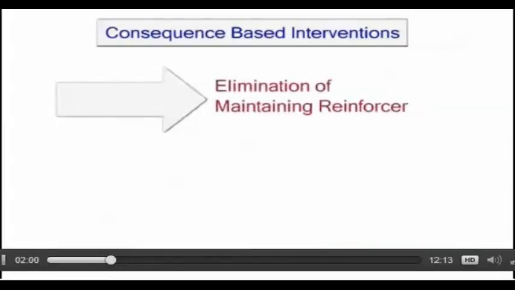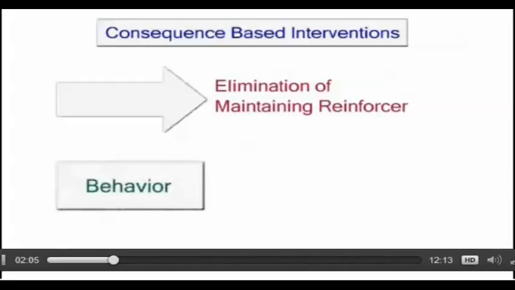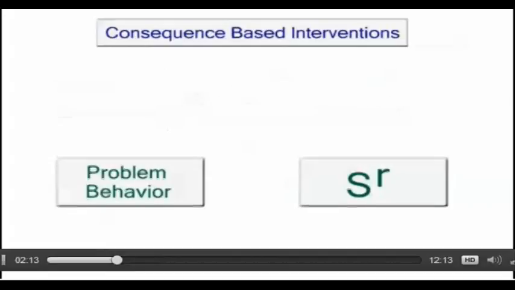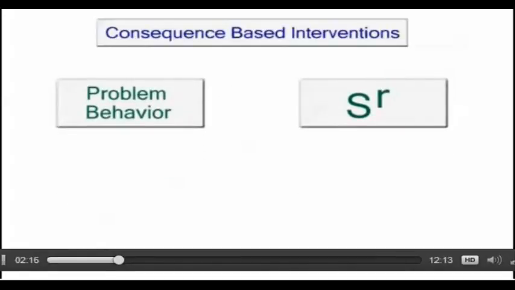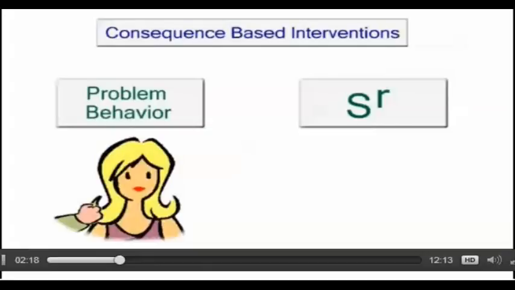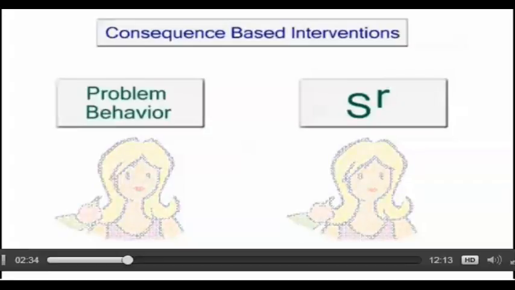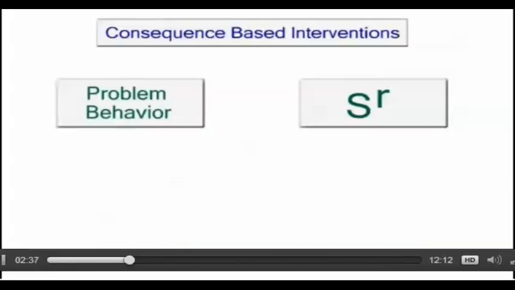Let's look at how the elimination of the maintaining reinforcer can reduce problem behavior. As you have learned, behavior occurs because it is reinforced. As a result, problem behavior occurs when it is reinforced and does not occur when it is not reinforced. For example, if the reinforcer for Nick's hair pulling is seeing his therapist flinch, then the reinforcer can be eliminated by having his therapist no longer flinch when her hair is pulled. In the absence of the reinforcer, flinching, the problem behavior, hair pulling, is less likely to occur.